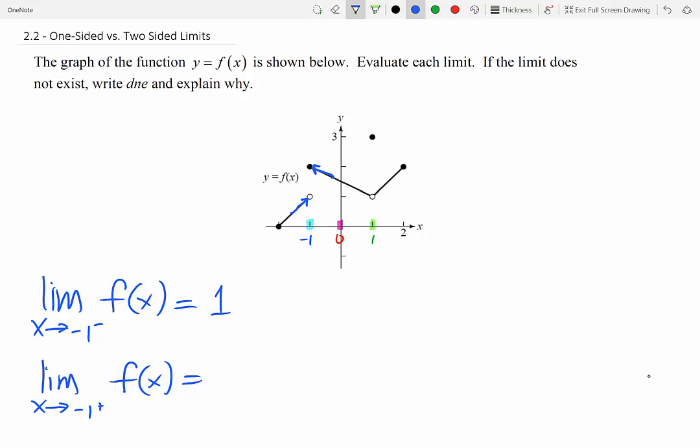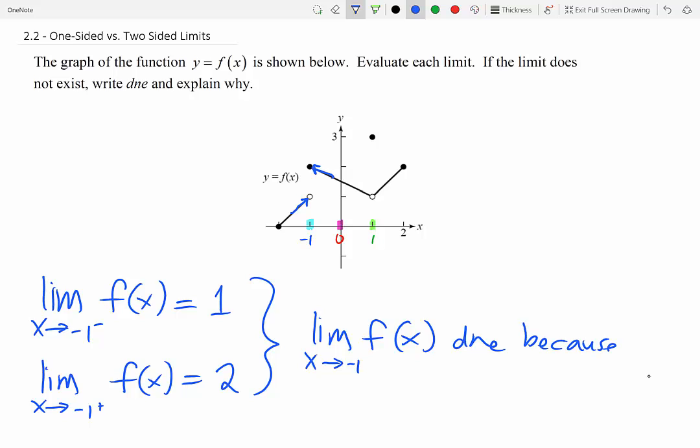From the right, we're approaching a height of +2. It doesn't matter where the point is defined, it matters what height we're intending to reach. When the one-sided limits are not equal, that means the limit as x approaches -1 of our function f of x does not exist. The reason being because the limit as x approaches -1 from the left does not equal the limit as x approaches -1 from the right of our function.